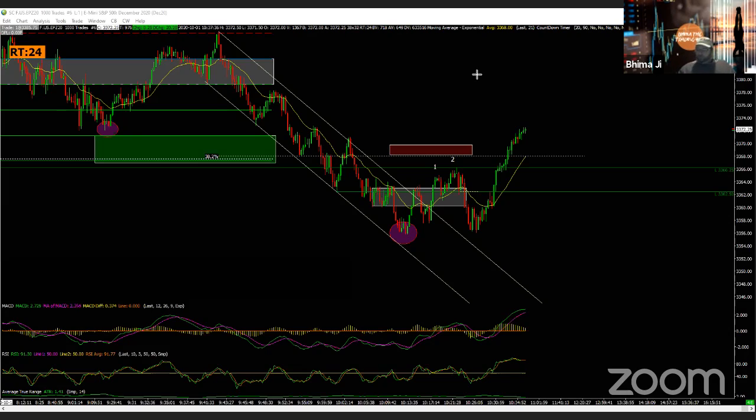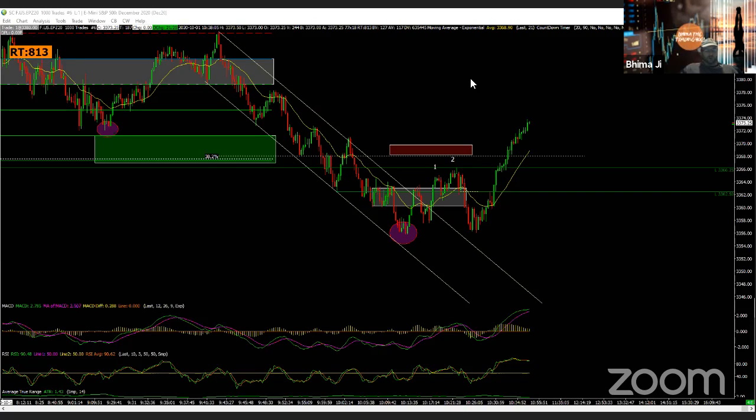Oh. So we're going to wait for a pullback from here. Oops. Nope, not from there. It just keeps on going, right? $7.40 on the morning. Let's see what's going to happen here.